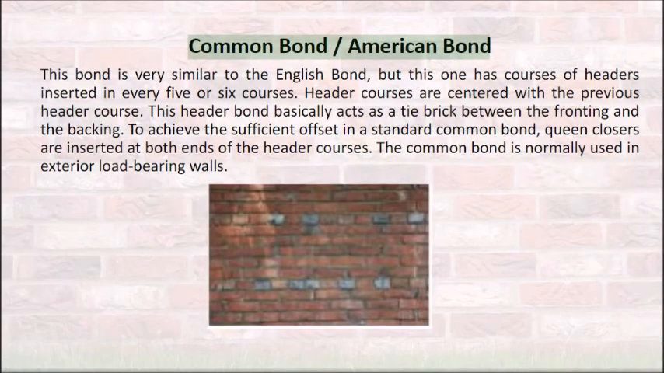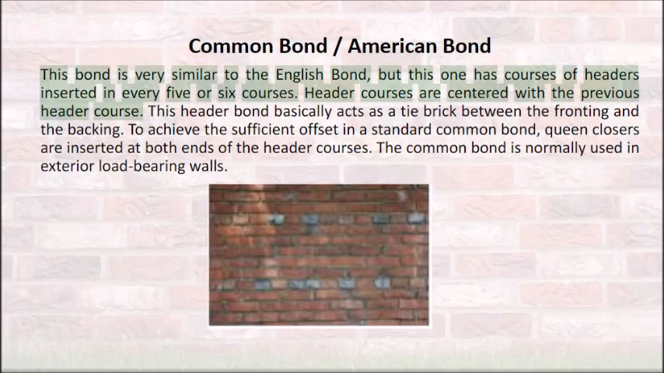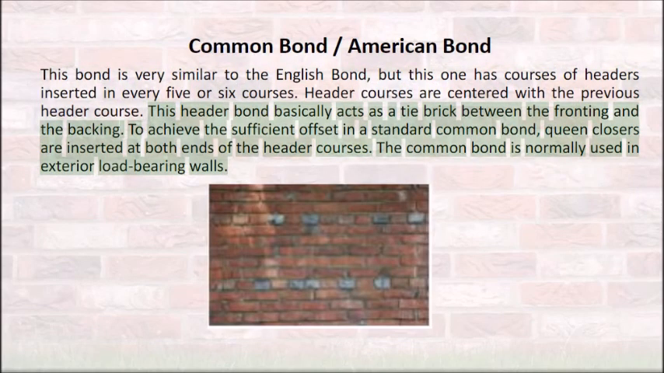Common bond. American bond. This bond is very similar to the English bond, but this one has courses of headers inserted in every 5 or 6 courses. Header courses are centered with the previous header course. This header bond basically acts as a tie brick between the fronting and the backing.